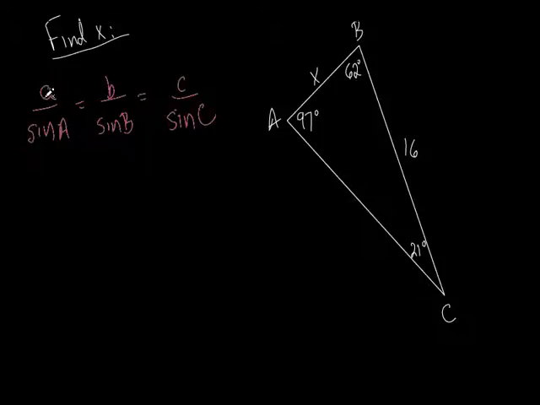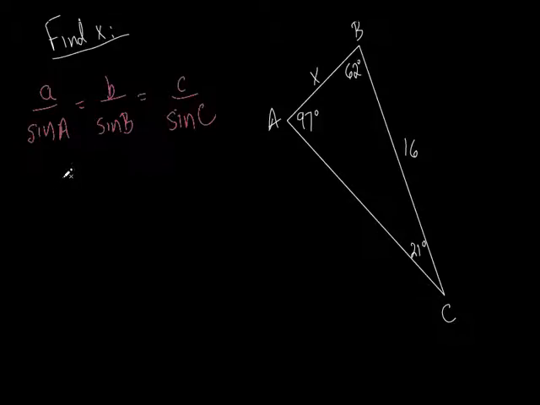So look, do I know one of the sides of this triangle? You said it. What is it? It's 16. Do I know the angle that's opposite this side? I do. It's 97. So that's always good. We always need one side and one angle opposite that side that we know. Does that make sense? All right, so that's what we're going to use.